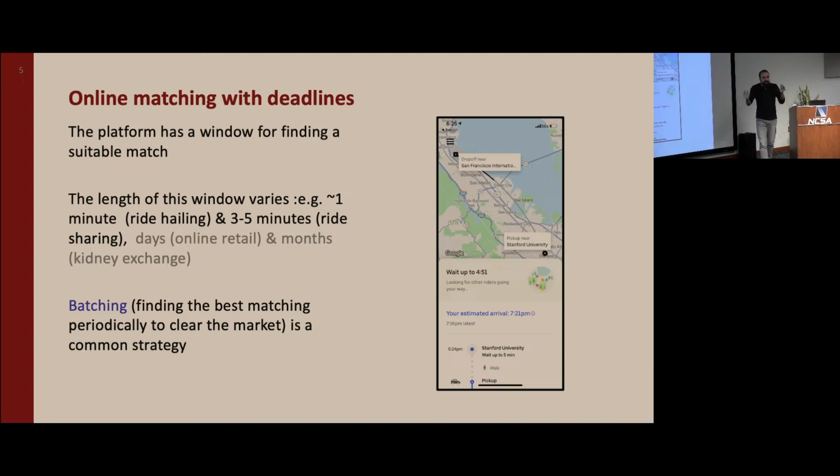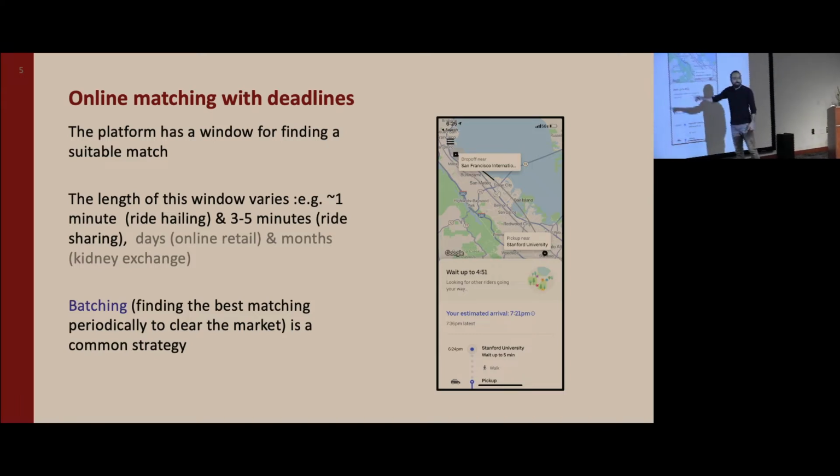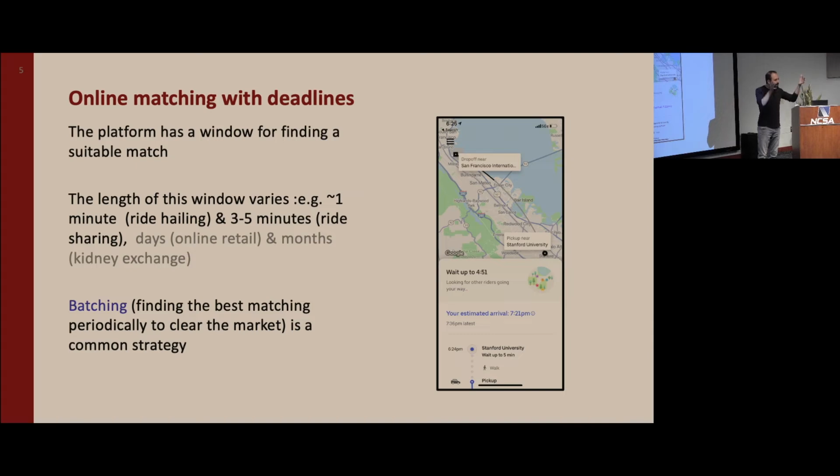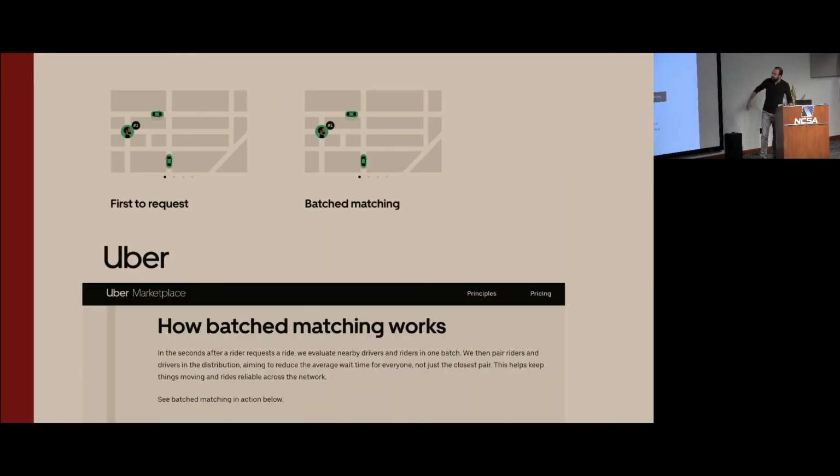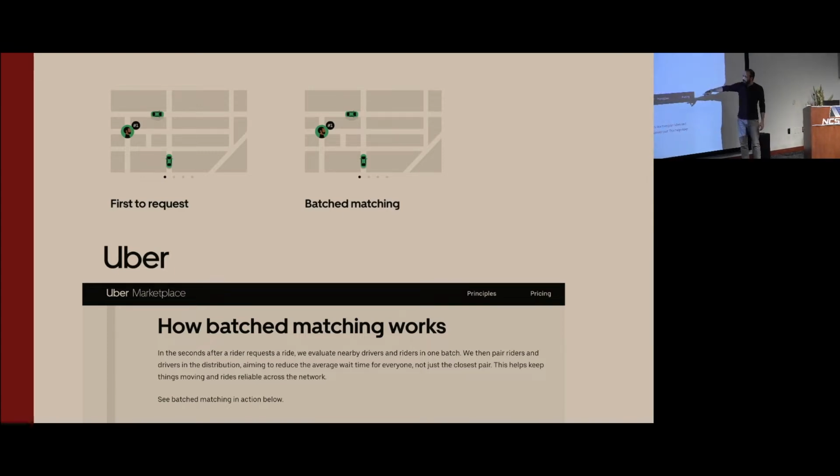When there is a deadline like this, when the matching decisions have to be made within a window, a common strategy is batching. Batching is the simple idea of frequently looking at the market, looking at all the vertices that can be matched to each other, finding the best matching there, clearing the market, and then coming back after a little while.